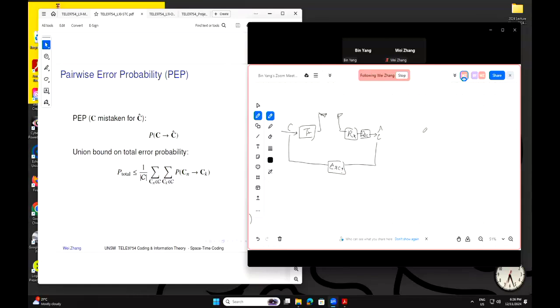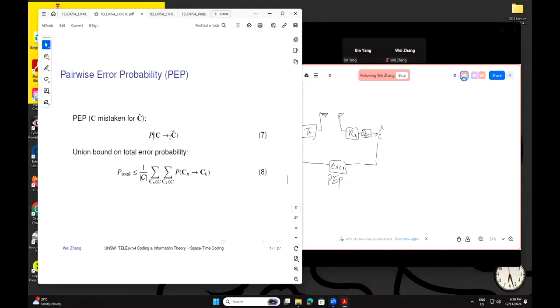So you just count, right? Take a count of 1. If you count the total number of the mistakes through all the transmission times, you get the error probability. So this is how the PEP is defined. PEP is defined to find the probability that C was sent, and the receiver detects a C hat. If they are different, they call it the error probability. Okay, that's definition 7, equation 7.